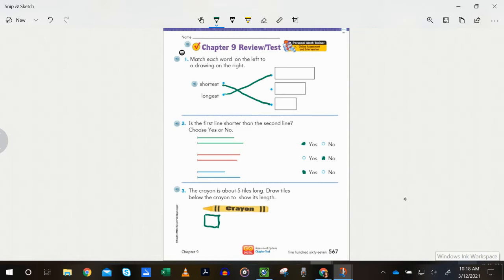Okay, number 3, it doesn't have to be exact, but I should be able to see that you used 5 squares. And again, remember it says about 5 tiles long, so it doesn't need to be exactly 5 tiles long. As long as we show that our tiles are touching each other, not leaving gaps in between, and from beginning to the end of the crayon is close to 5, then you get the star.